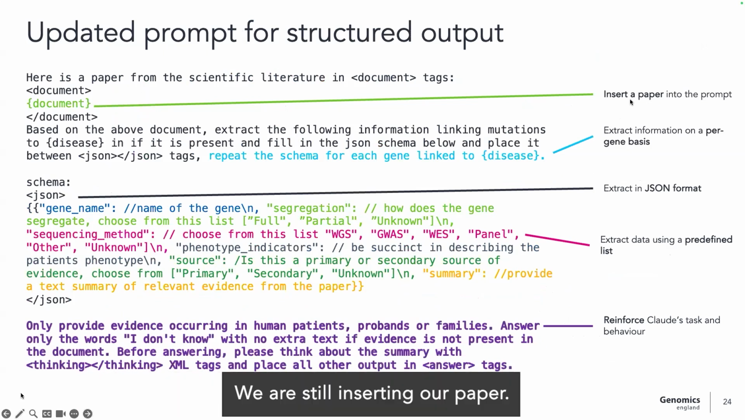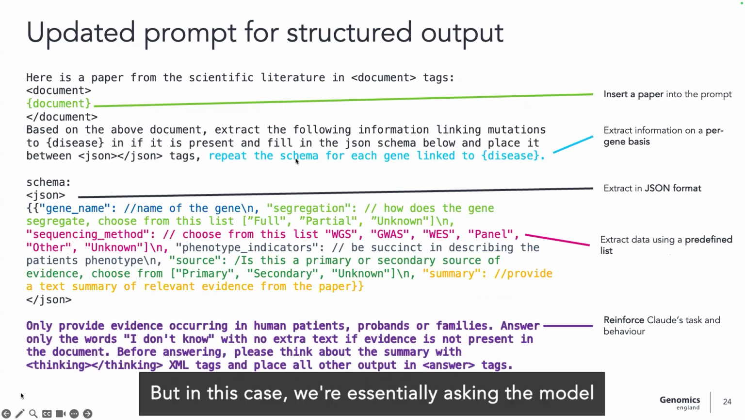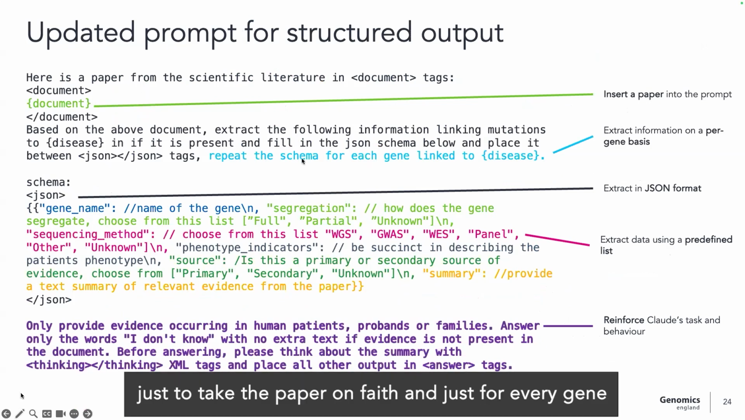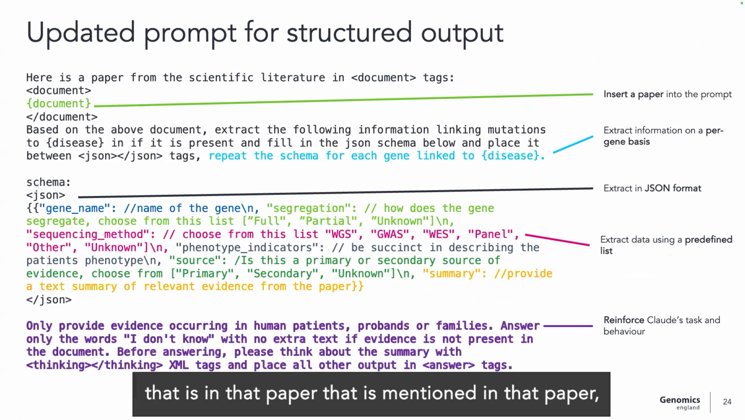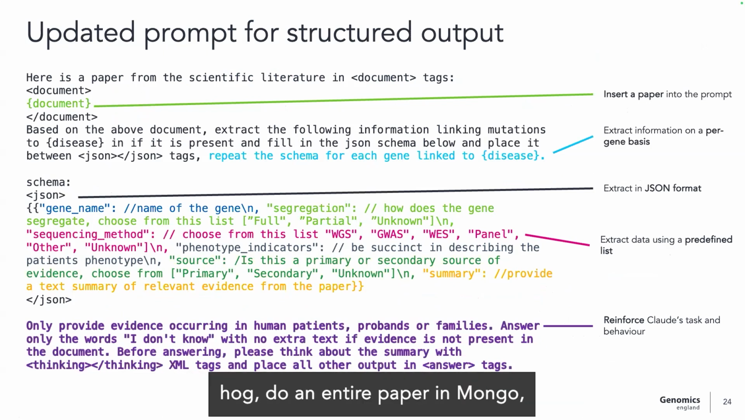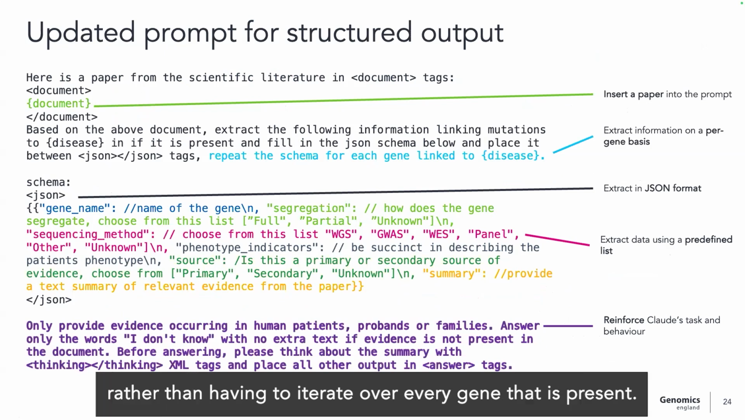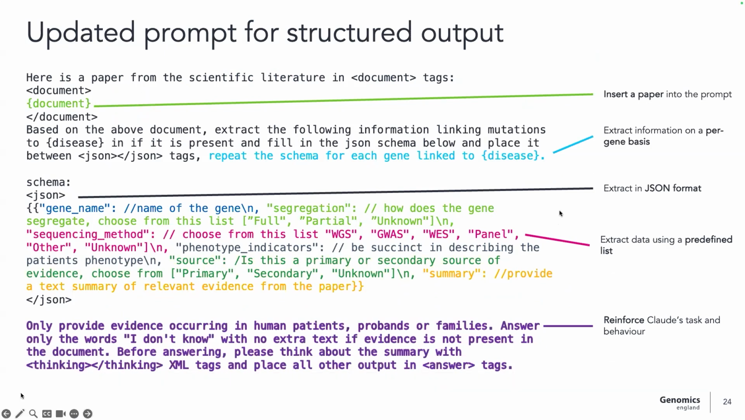We are still inserting our paper, but in this case, we're essentially asking the model just to take the paper on faith and, for every gene that is mentioned in that paper, pull out the relevant information if it is there. And this means that we can do an entire paper in one go, rather than having to iterate over every gene that is present.